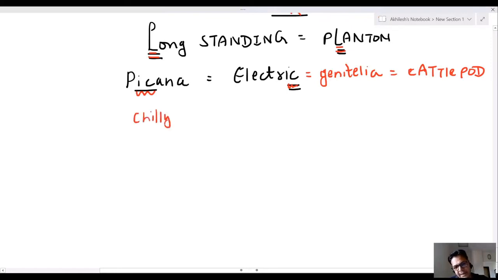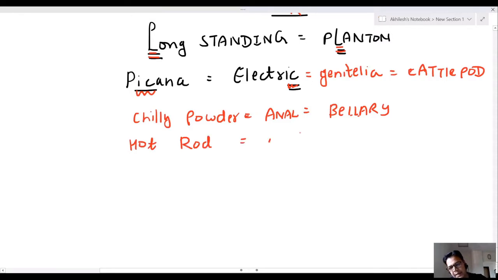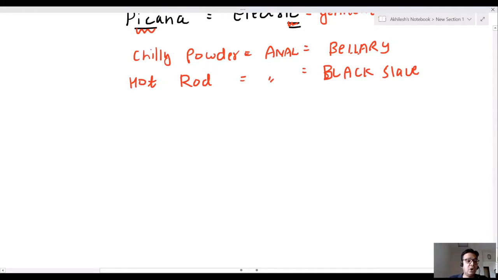Sir, chili powder in the anal canal is known as Bellery. If someone has had chili powder or chili paste put in the anus, it is Bellery. Hot metallic rod, hot rod in the anal canal, is known as black slave.